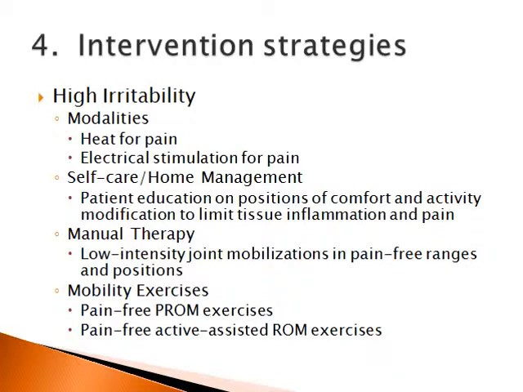Intervention strategies will be based on which irritability level they are. Those with high irritability, we could use modalities: heat for pain, e-stim for pain. In self-care or home management, you want to educate the patient on positions of comfort and activity modification to limit tissue inflammation and pain. Manual therapy will consist of low-intensity joint mobilizations in pain-free ranges and positions. Mobility exercises should include pain-free passive range of motion exercises and pain-free active assisted range of motion exercises.